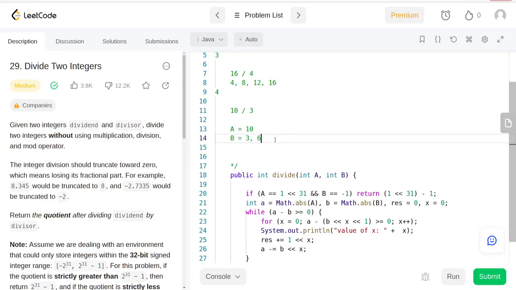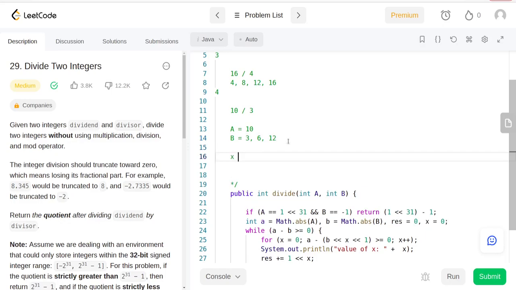So what happened is we did it twice. We actually multiplied 3 by 2 two times. So this is a factor, x is a factor, and we did it 2 times.